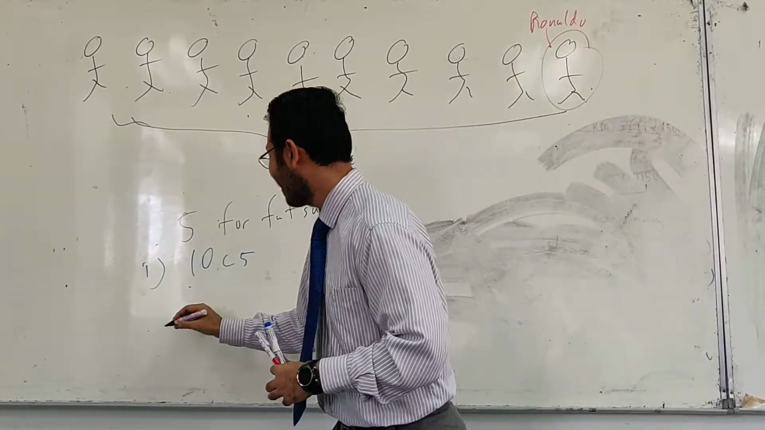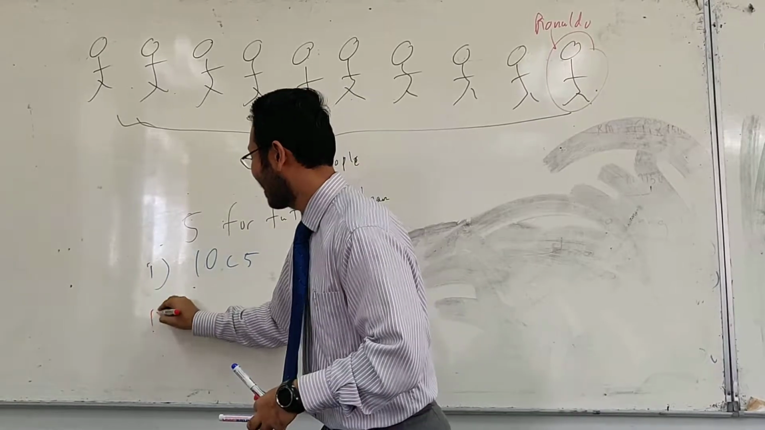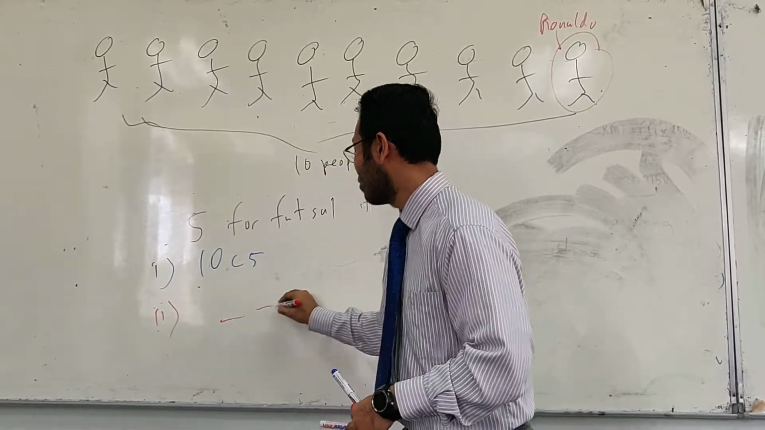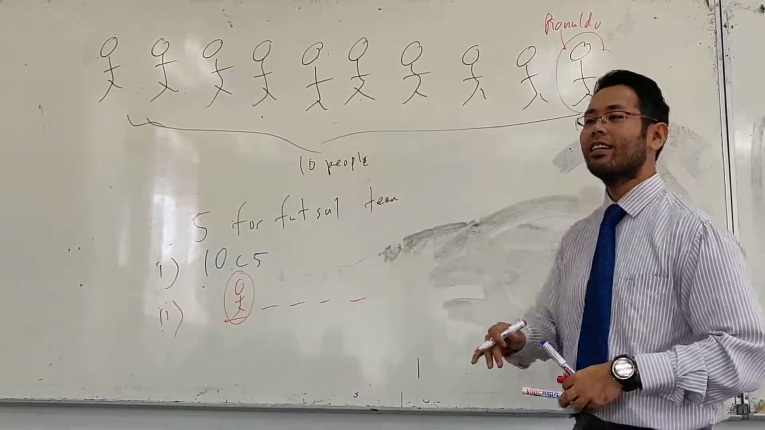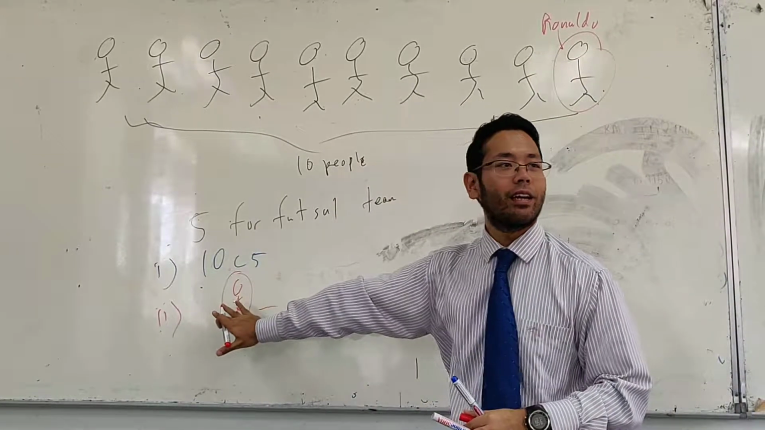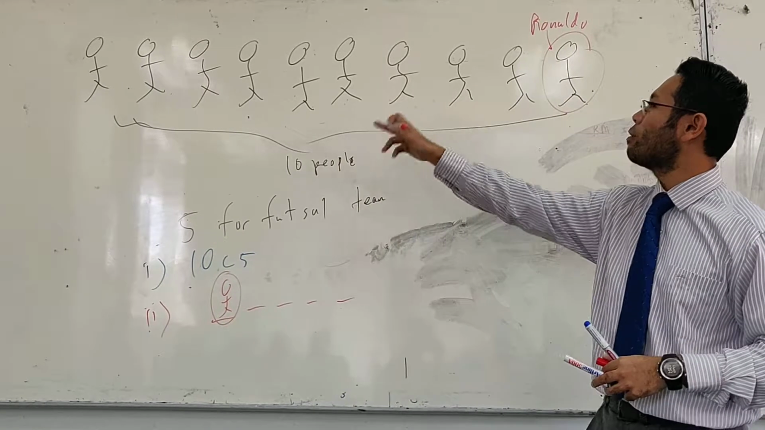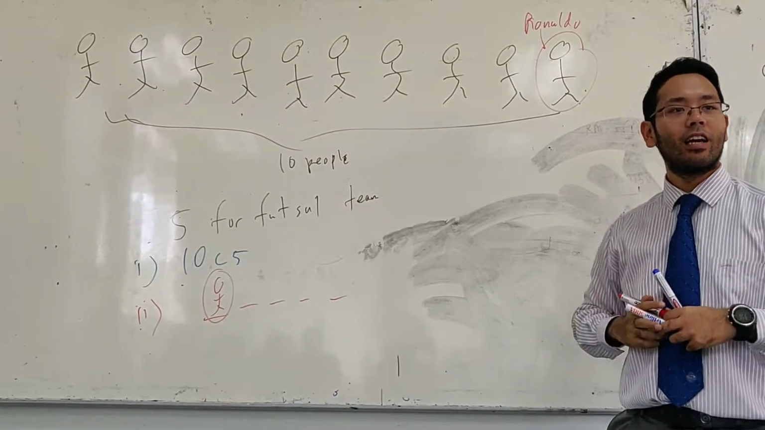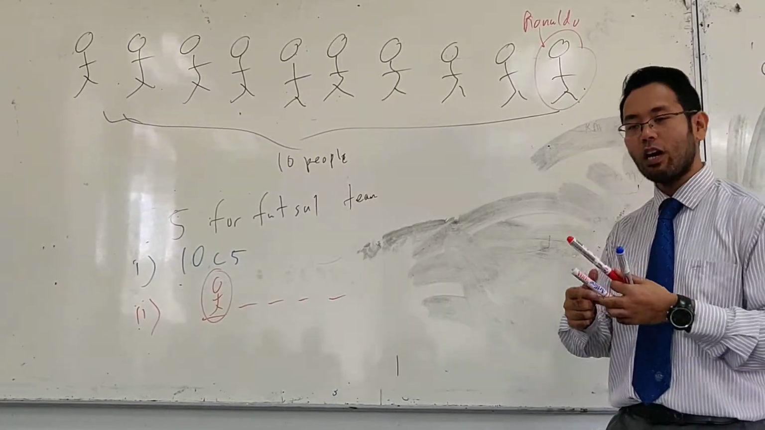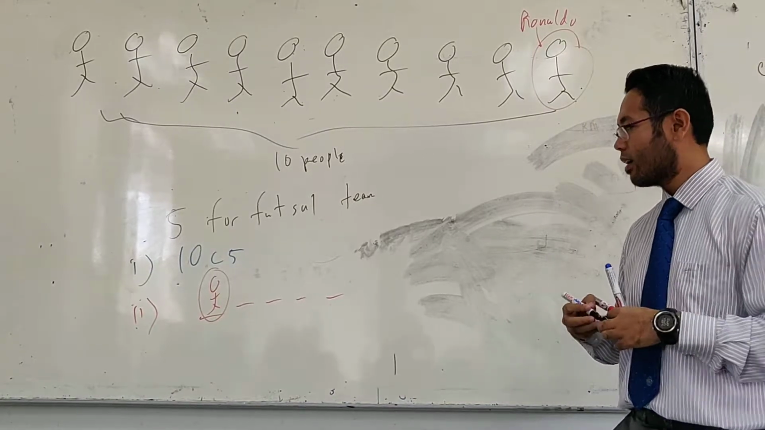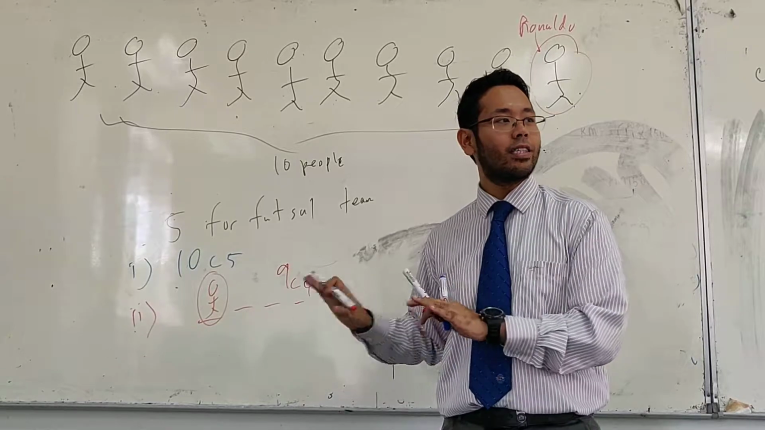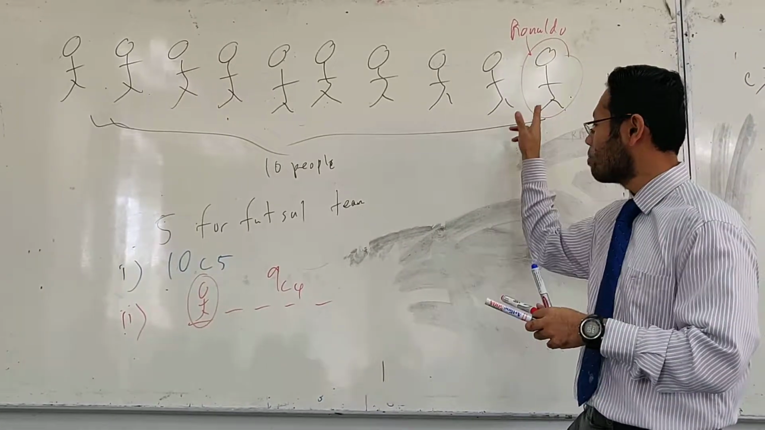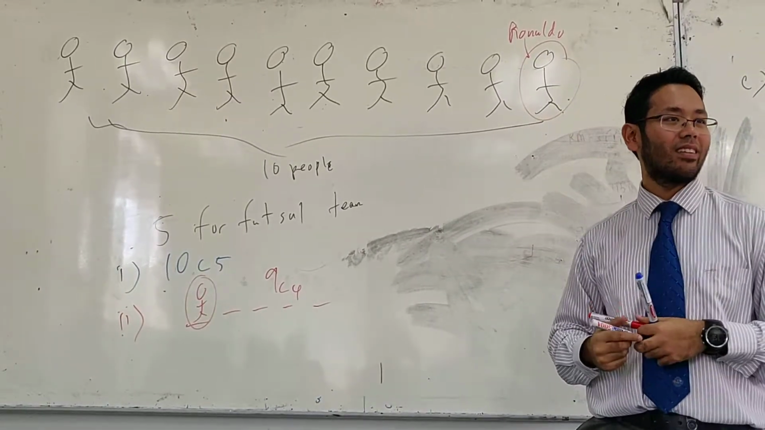So, one, two, three, four, five. Ronaldo has been there. Surely you will put him there. Alright? So now how many people do you see left? Nine. How many places do you have left? Four. So how do you calculate that? 9C4. This one is easy. 9C4. You understand? This is a case where a certain person has been selected.